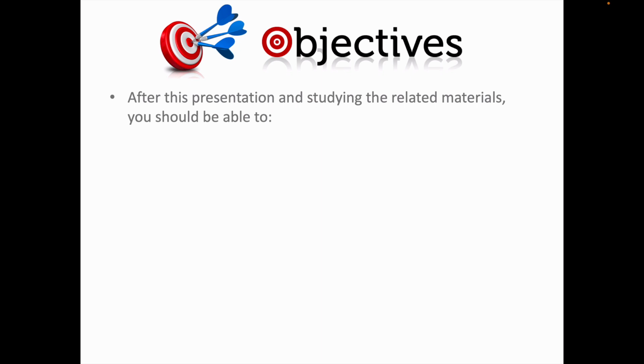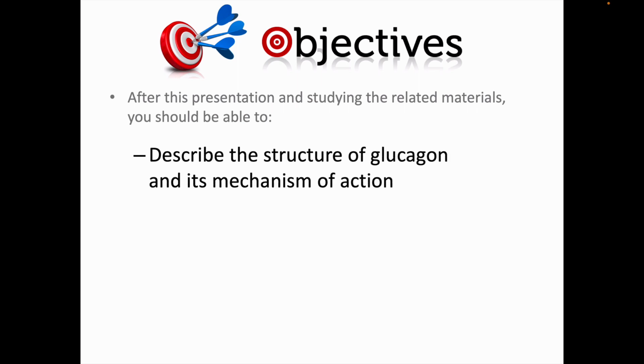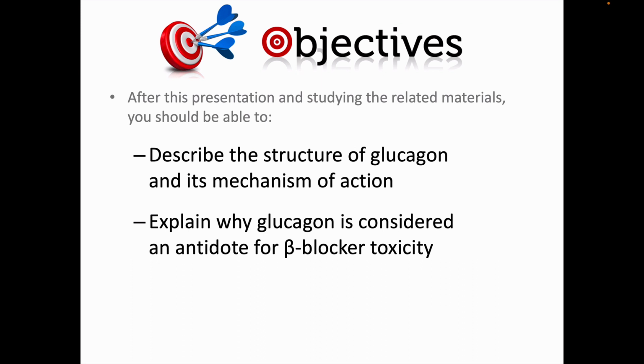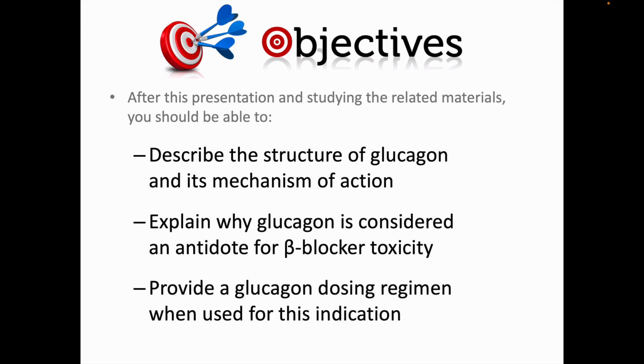The objectives for this presentation are that when you're finished with the video and studying any related course materials, you should be able to describe glucagon's structure and mechanism of action, explain why glucagon is recognized as an antidote for beta blocker toxicity, and provide a dosing regimen when using glucagon for this indication.